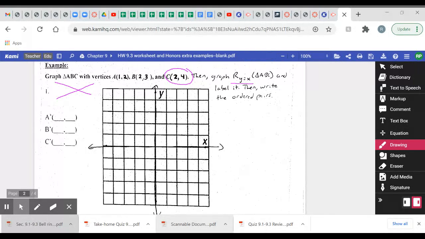So let's start off with plotting the points A, B, and C. I'm going to put a 0 here at the origin. So A is at 1, 2. B is at 2, 3. And C is at 2, 4. Okay, so now if I go ahead and draw that triangle, it looks a little weird, but it's a triangle. And now I think I'm going to actually move that B so it's not in my way. I'll put it right there.